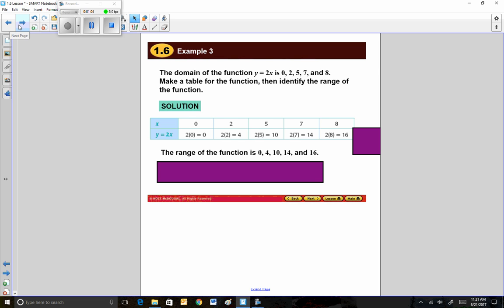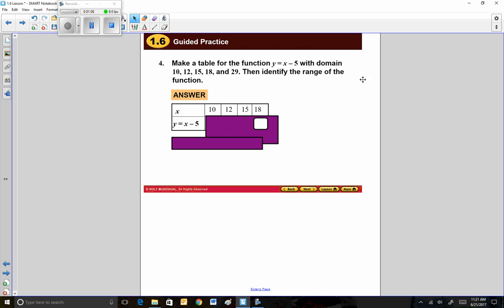Let's try one for you guys to try to see if you understand. Make a table for the function y equals x minus 5 with the domain 10, 12, 15, 18, and 29. So here we go. X is our domain. Our rule, y equals x minus 5, goes for the range. They gave us the numbers 10, 12, 15, 18, and for some reason they did not write down the 29, so let's write the 29 in there.